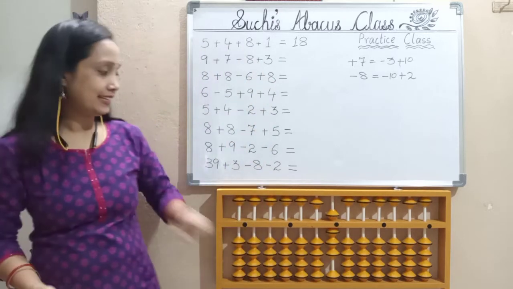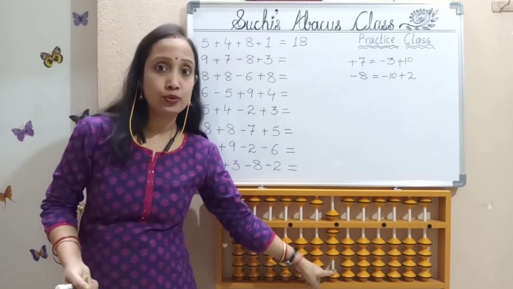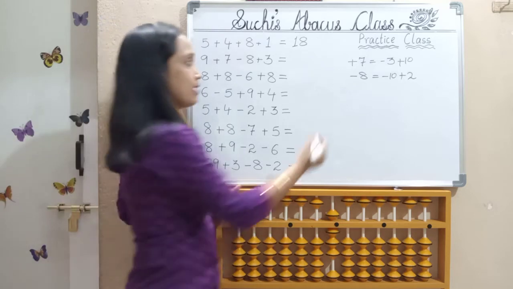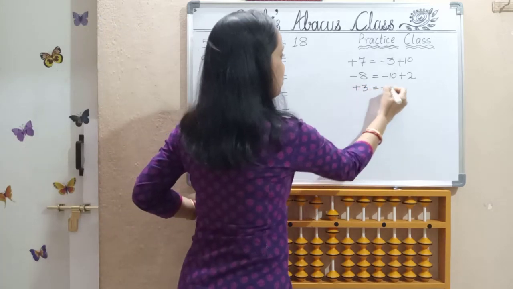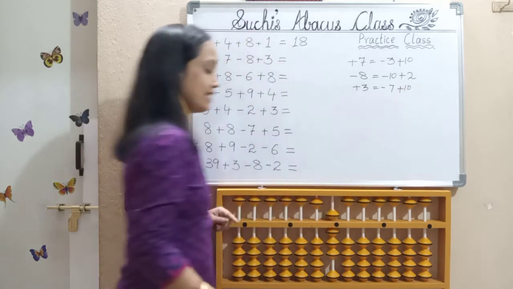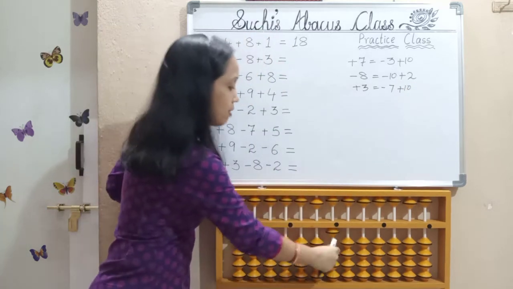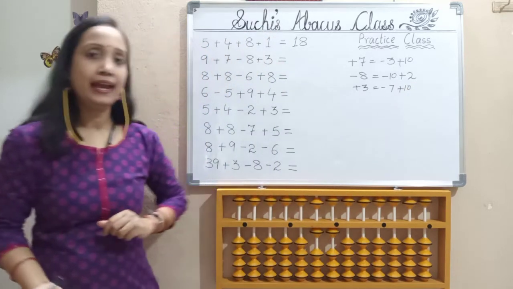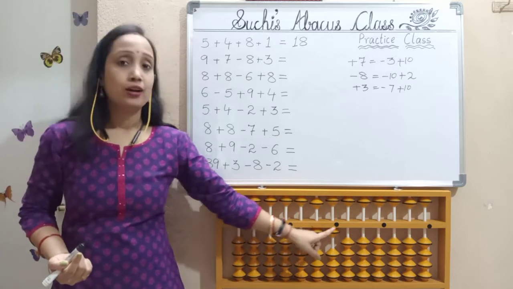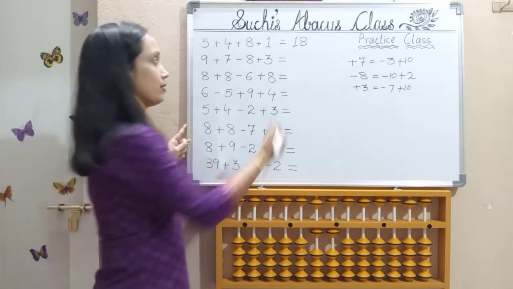Next, add 3. I need here 3. I don't have it. Again, 3's friend, 7. Add 3 is equals to less 7 and add 10. So, this 7 should go out here in 1's place. 10 should come in. So, what is our answer? 10 and 1, 11.